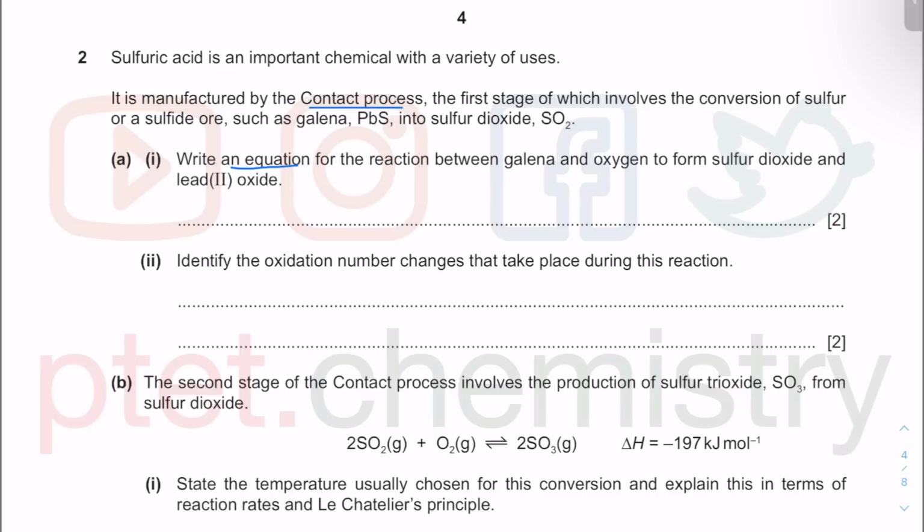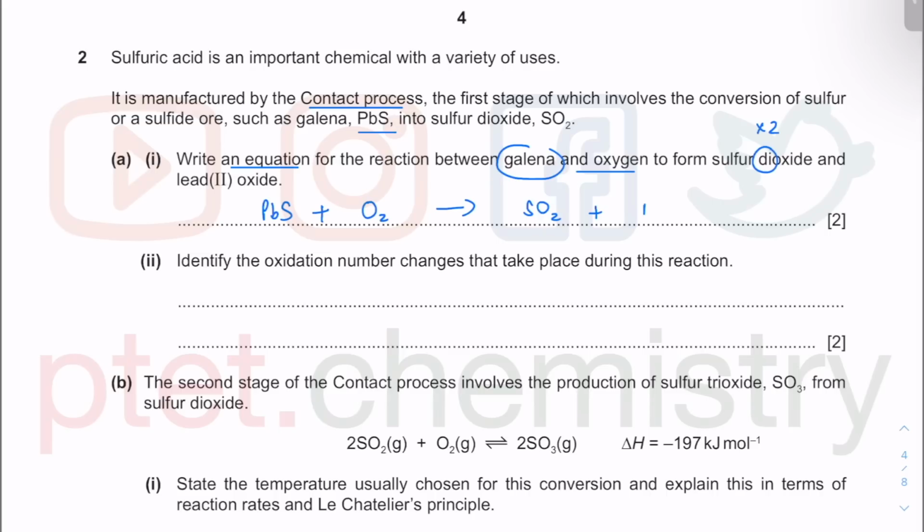They want us to write an equation for the reaction between galena. So galena is actually PbS according to this question. So this thing is reacting with oxygen, so oxygen in the air, an oxygen molecule, I guess. And then you're going to form sulfur dioxide. Di there refers to times 2 oxygen.